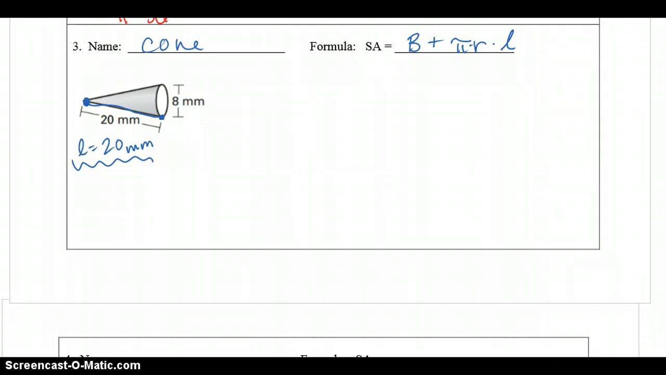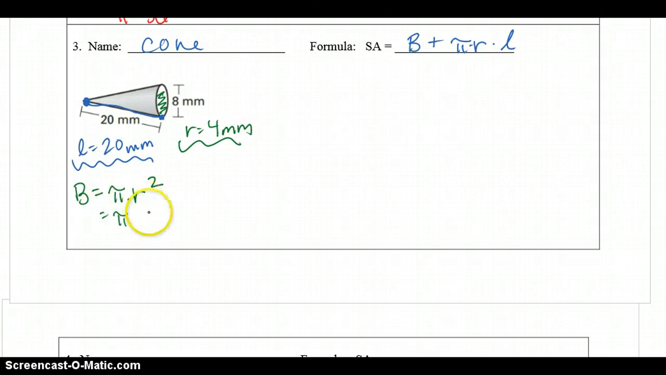Well, let's look at R, our radius. Does it give us the radius here? No, but what does it give us? The diameter. So what does our radius have to be if our diameter is 8 millimeters? 4. So all we need to find now is capital B, the area of our base. Well, our base is a circle, so the formula we're going to use here is pi r squared. So we plug in 4 for r, so we're going to get pi times 4 squared, which is 16. If we plug into our calculator 16 times 3.14, we get that our base is approximately 50 millimeters squared.